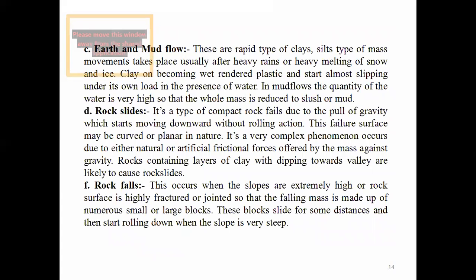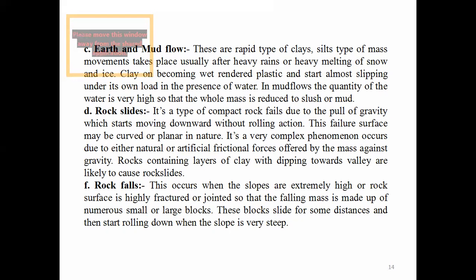Rock slides. This is a type of rock failure due to the pull of gravity, in which the mass starts moving downwards without rolling action. The failure surface may be curved or planar in nature. It is a very complex phenomenon occurring due to natural or artificial frictional forces offered by these masses against gravity.